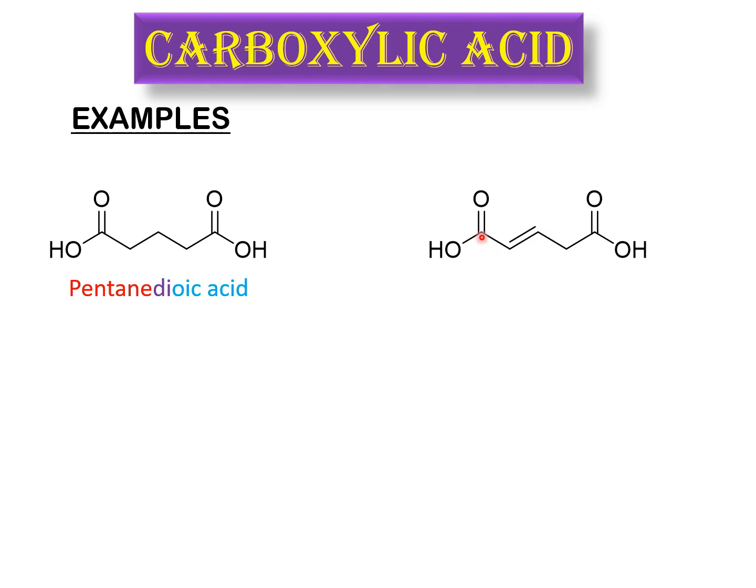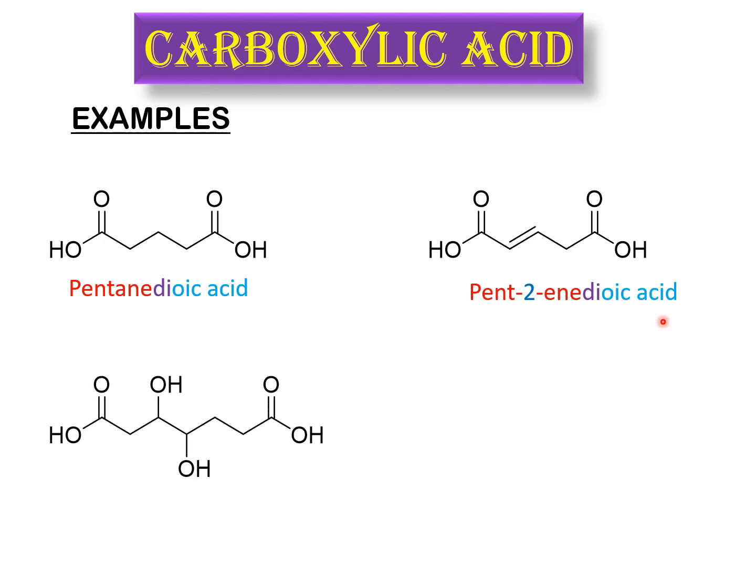So this will be your carbon number 1, 2, 3, 4 and 5. So it's a pentene dioic acid, but you have to mention the position of the double bond. So it's a pent-2-ene, and "ene" is written in full along with this E and followed by dioic acid.